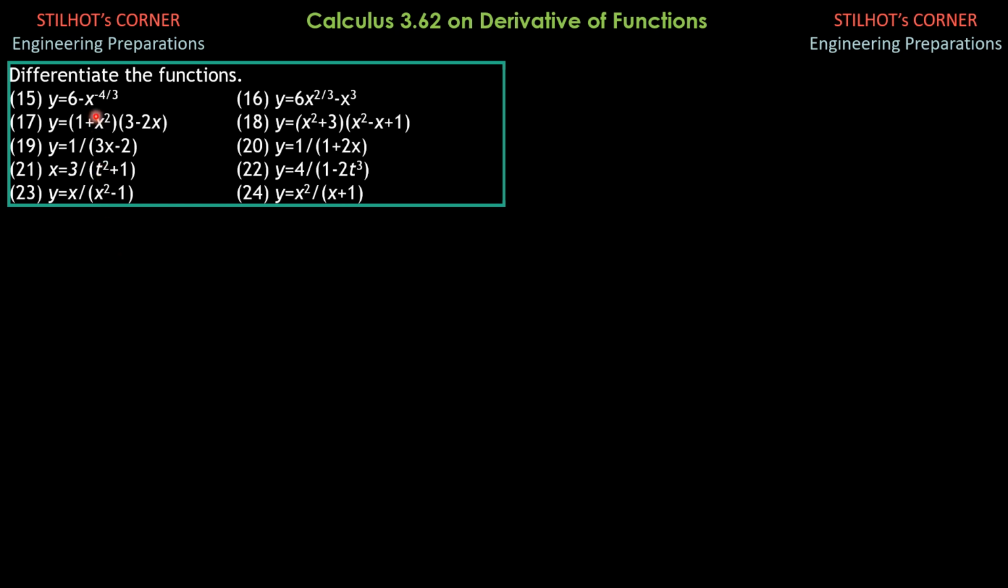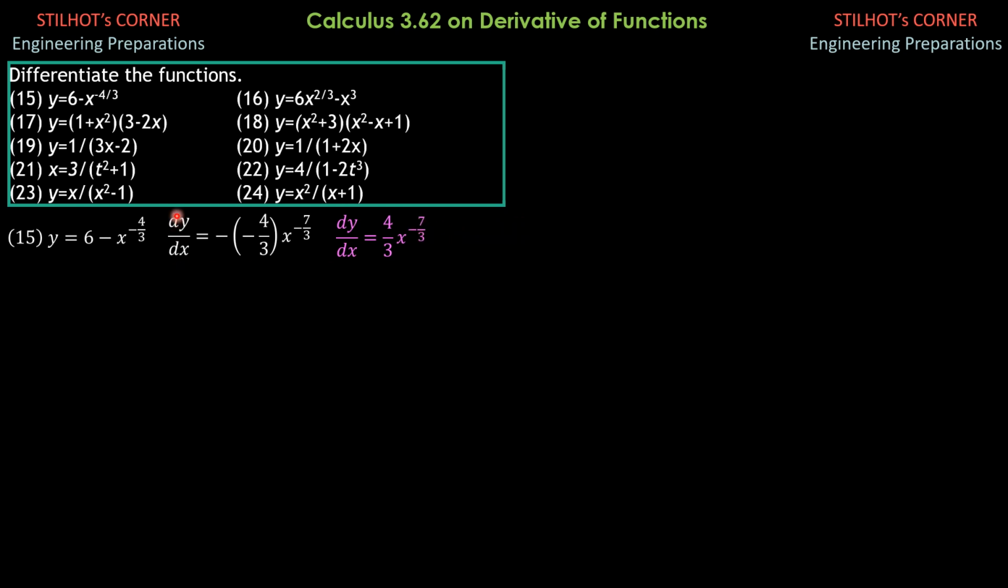Number 15, y equals 6 minus x raised to the negative 4 thirds. I differentiate this by power formula. Remember, derivative of constant is 0. And this is negative 1 times negative 4 thirds x to the quantity negative 4 thirds minus 1, which is negative 7 thirds. So therefore, this is negative of quantity negative 4 thirds times x to the negative 7 thirds. So dy dx therefore is 4 thirds x to the negative 7 thirds.